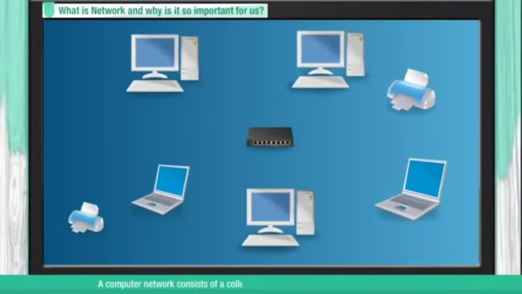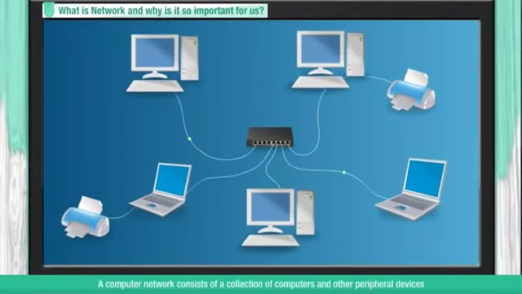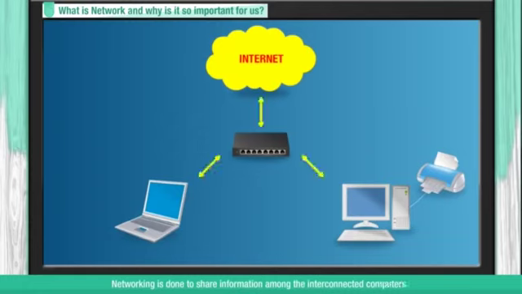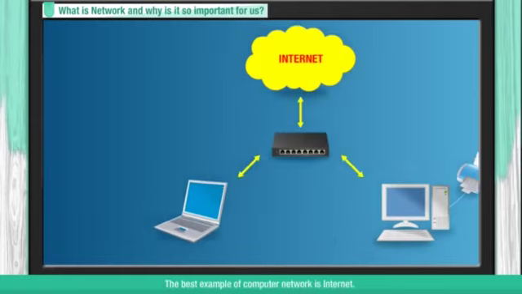A computer network consists of a collection of computers and other peripheral devices that are connected together, either by wired or wireless connection, so that they can communicate with each other. The computers in the network are known as nodes. Networking is done to share information among the interconnected computers. The best example of a computer network is the Internet.